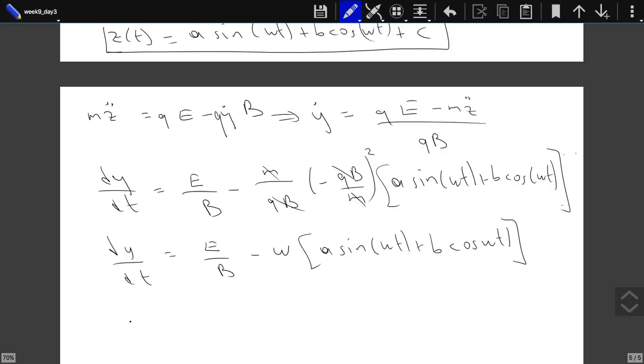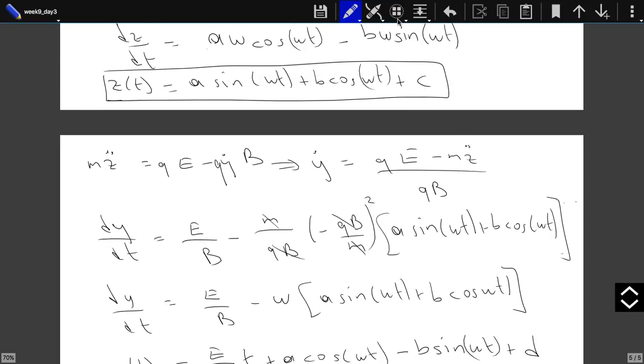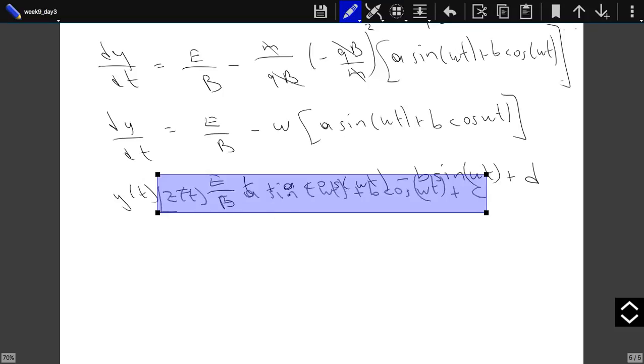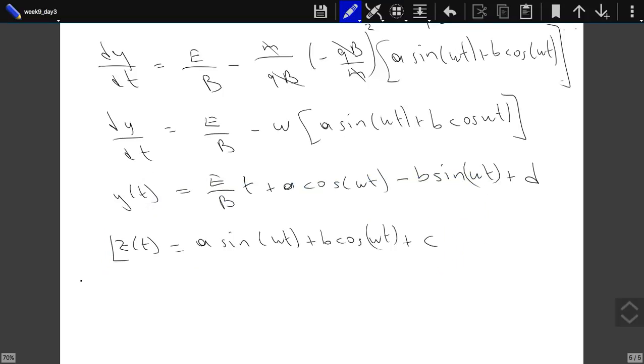I can integrate this. Y of t is equal to E over B times t plus a cosine omega t minus b times sine omega t plus some constant d. This is our y, and this is our z.